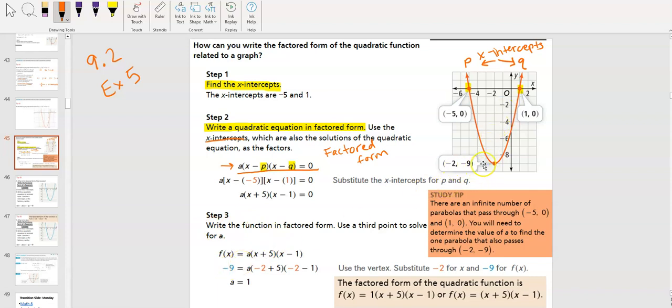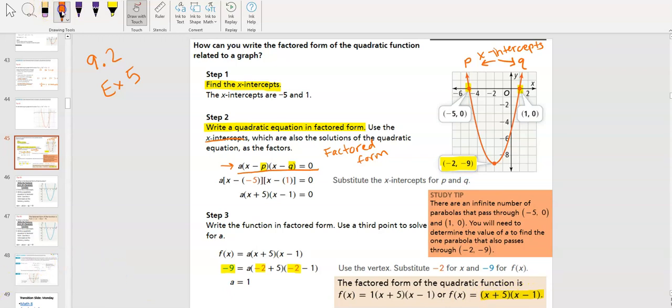So they picked another point, and in this case, they picked the vertex. It's probably going to be the easiest one for you to find. And they plugged it in here as x and y. Then they solved for A. Once they plugged that in, they solved for A and got 1. And our final equation is x plus 5 times x minus 1.